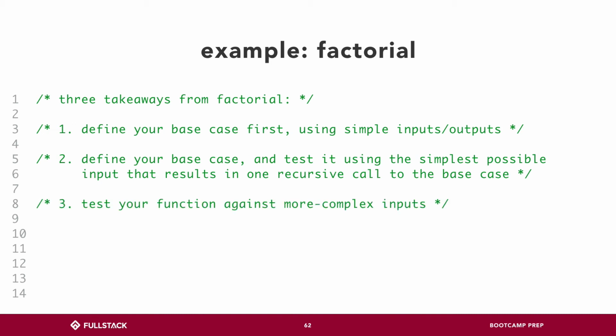And then we start testing our function against more complex inputs. The reason that this is a good way to approach it is that you don't want to keep running into call stack exceeded. You don't want to be looking at a call stack of 5 or 6 calls and trying to figure out what's going on here. If you have a very simple base case and a very simple test case, you can more easily reason about what is going on.